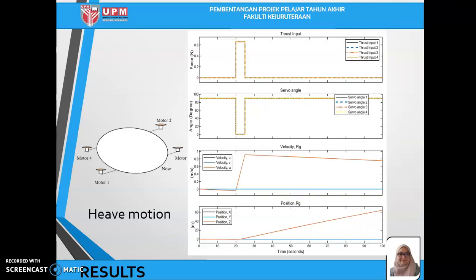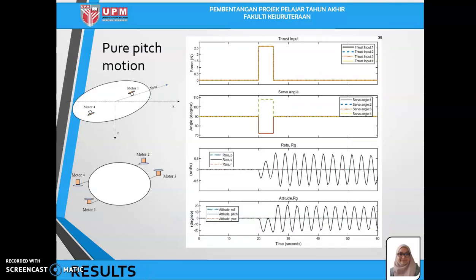And we have the heave motion, where all motors are needed at the same thrust. You can see that in the Z direction, the airship actually moved from 0 meter towards 60 meters. So it moved upward. And for pitch motion, motor 1 and motor 3 are facing upward, while motor 4 and motor 2 are facing downward. And from the propulsion input, we can see the attitude in pitch motion. It is pitching from 20 degrees towards negative 20 degrees until the end of the simulation.